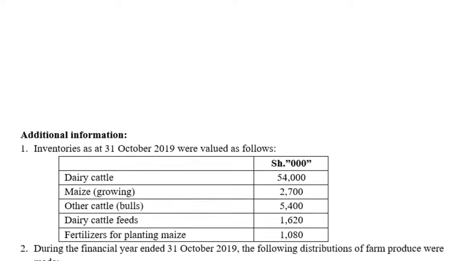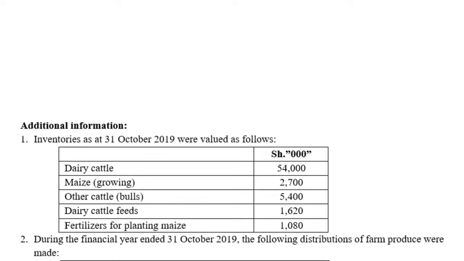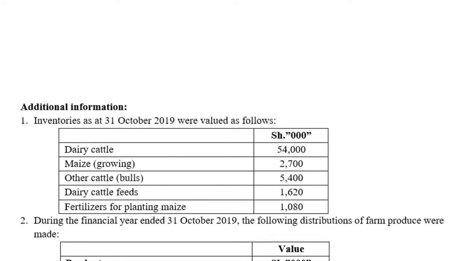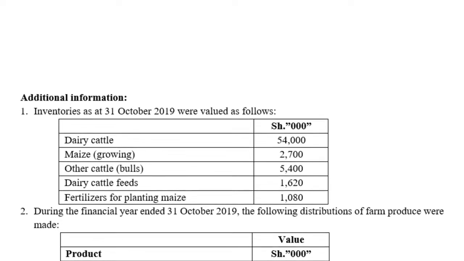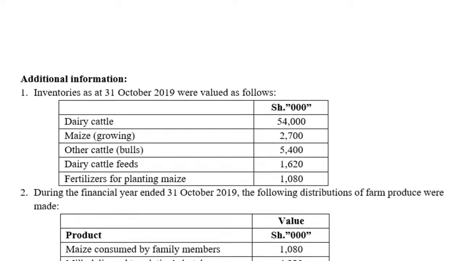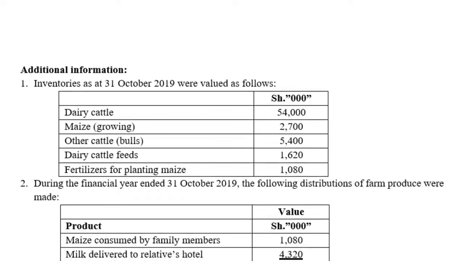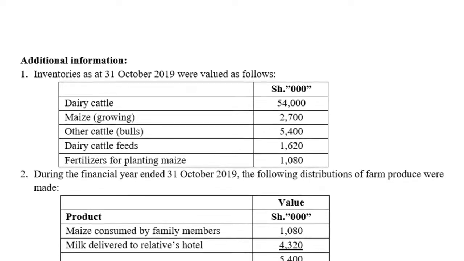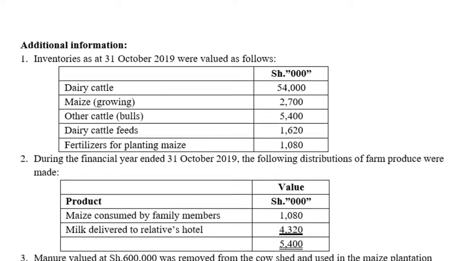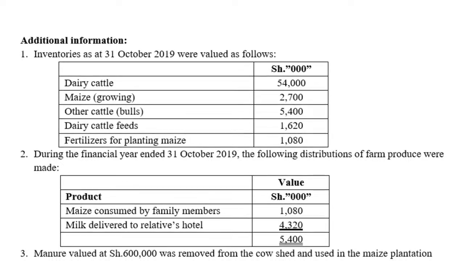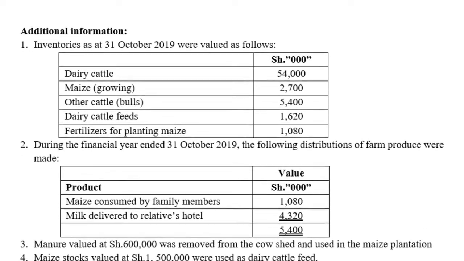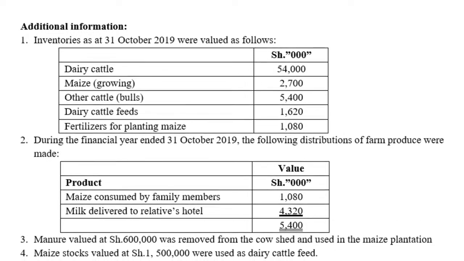Number 2, we are told during the financial year which ended 31st of October 2019, the following distribution of farm produce were made. So we have the farm produce which were consumed by the family members, and then we have the milk delivered to relative hotel. You have to remember how we treat such farm produce. One, farm produce which are consumed by the family members, we said this is accounted for as sales and also accounted for as what? As drawings.